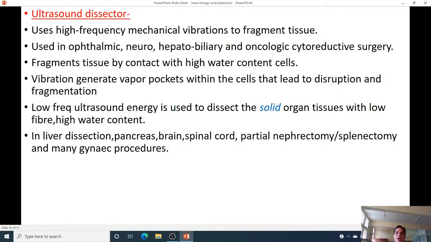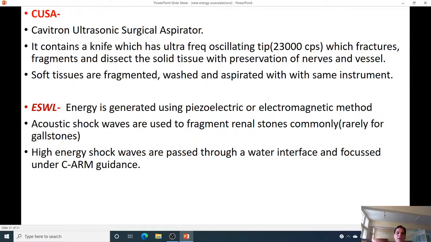Ultrasound dissector is used mainly for the liver. Low frequency ultrasound energy is used to dissect solid organs. So it is for nephrectomy, splenectomy or liver, pancreas. This ultrasound dissector, CUSA, is Cavitron ultrasonic surgical aspirator. What we are doing here? Operating and aspirating everything at the same time. This is mainly used for carcinoma of the liver. Soft tissues are fragmented, washed and aspirated with the help of the same instrument.